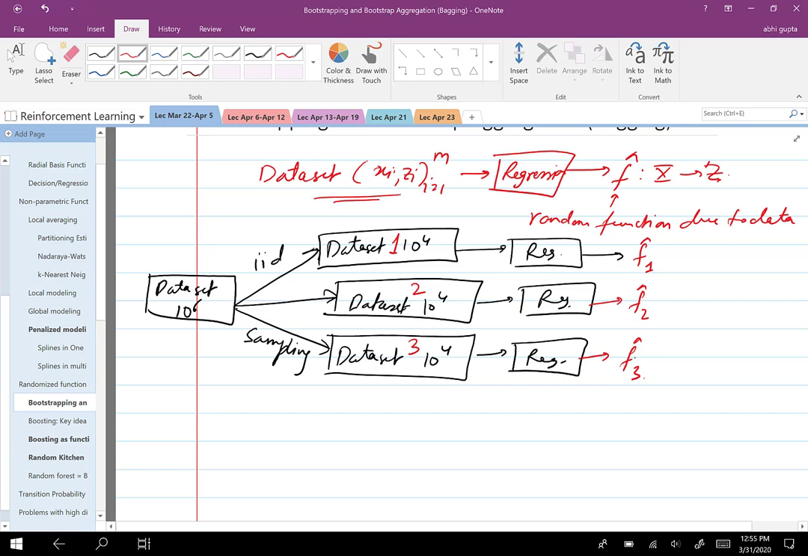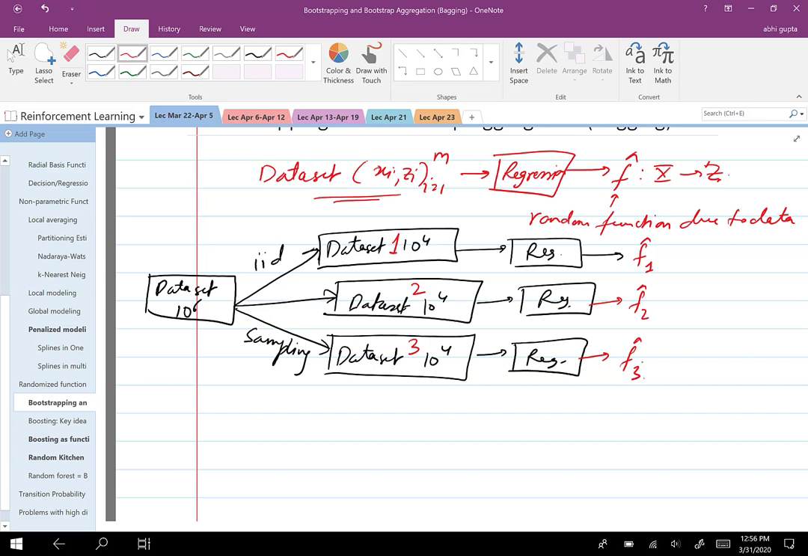properties of this regression algorithm. So if you have a data set and each of these f hats turns out to be very close to each other in some norm, then you know that the regression algorithm you have picked is actually very good. On the other hand, if these f hats turn out to be very far apart, then it means that there is a very high variance associated with the regression algorithm you have picked, and you should perhaps use some other regression algorithm.